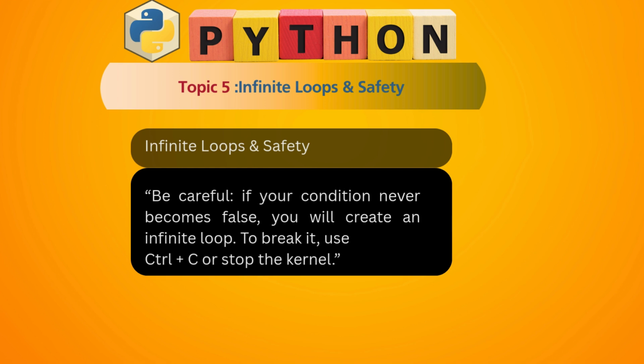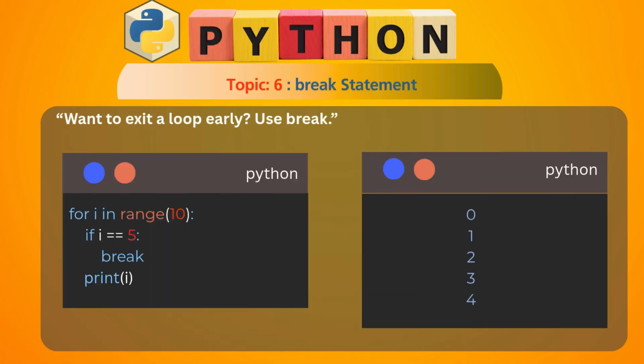Now you will see the break statement. For i in range(10), it will print 0 to 9. If you want to break in between, suppose if you want to break at 5, then if i double equal to 5, you give break. It will print 0, 1, 2, 3, 4, up to 5 items.